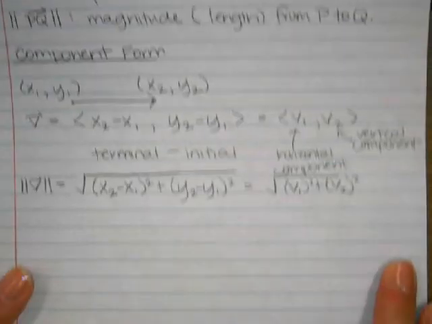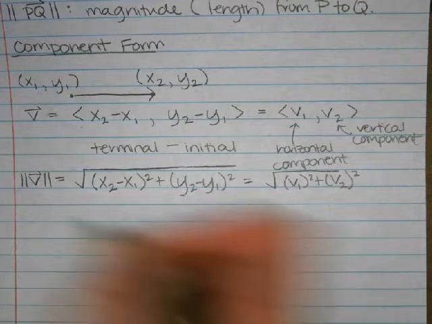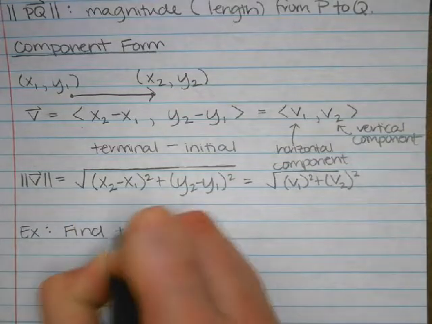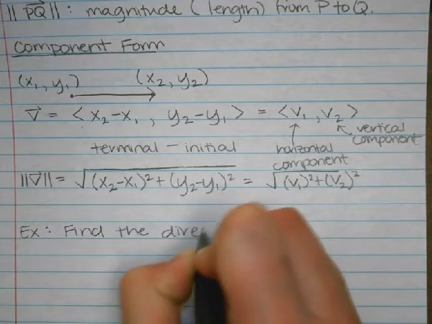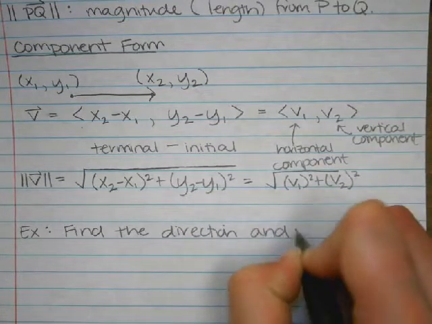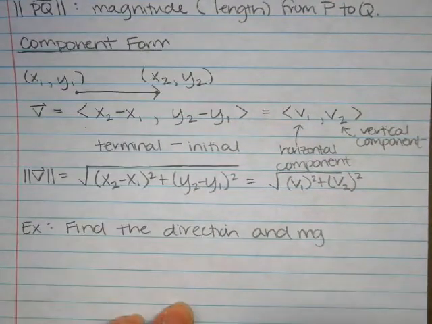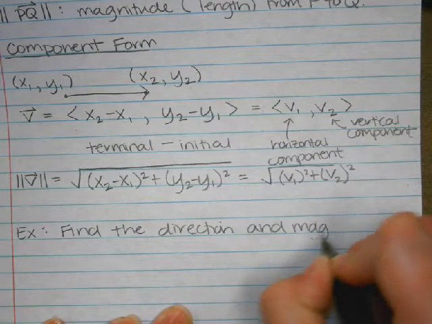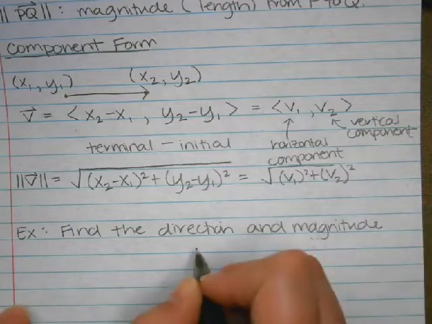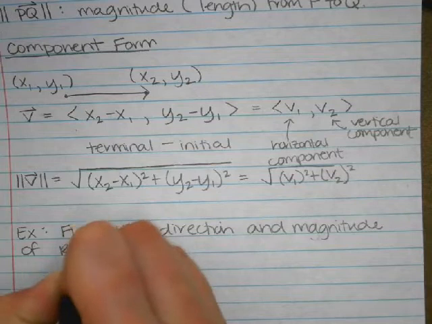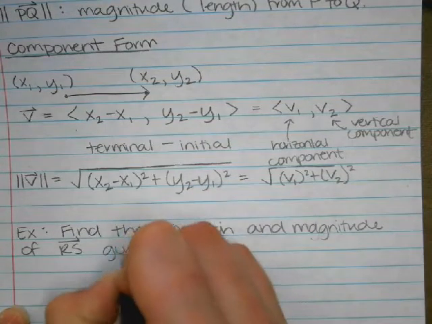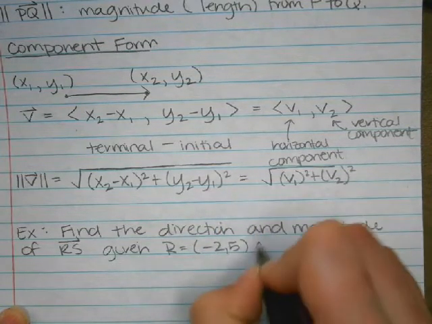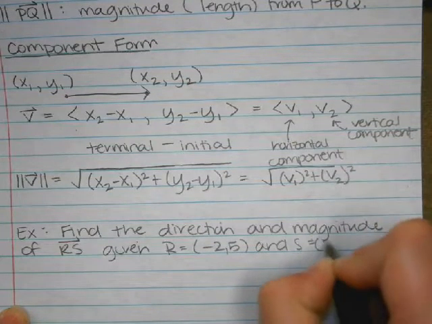All right, so we're going to go ahead and do an example of the stuff that we just talked about. So we're going to say find the direction and magnitude of vector RS, given that point R is (-2, 5), and point S is (2, -8).